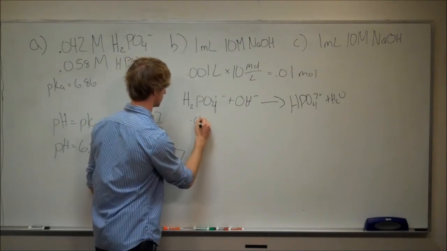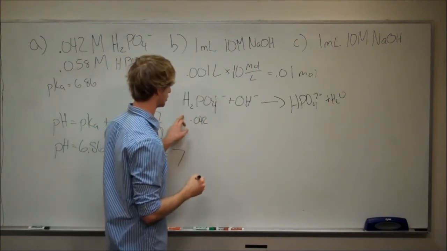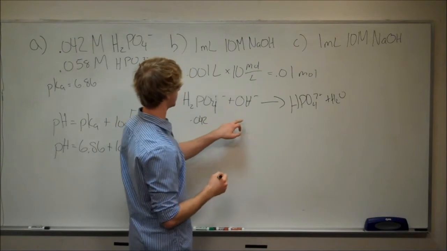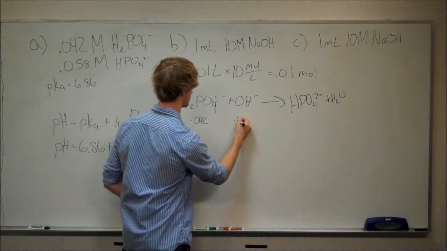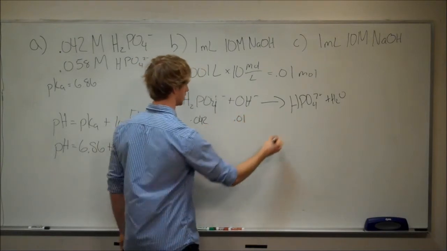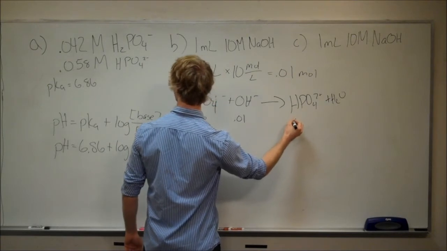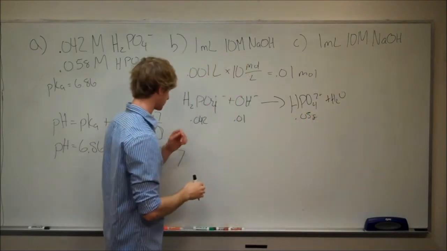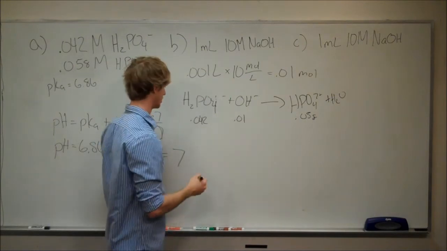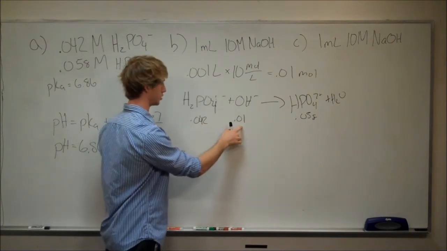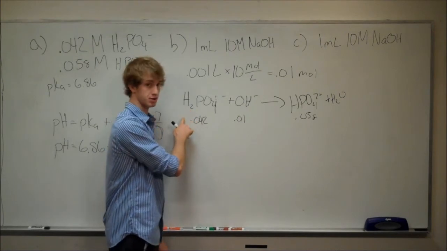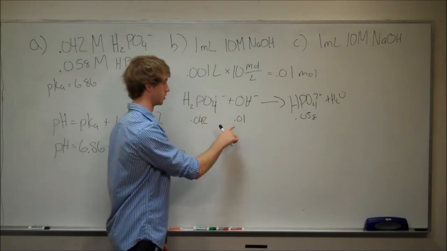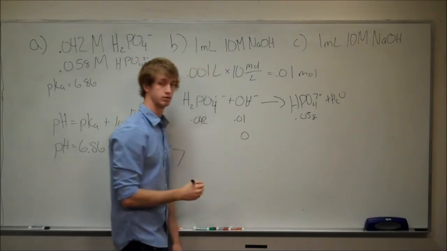Alright, so we initially have 0.042 molar, and then we add 0.01 moles, and we have 0.058, and the water doesn't matter, that's a byproduct. These are our species of interest. So 0.01 moles of hydroxide are going to react with this species to completion. So at the end, we'll have 0 here.